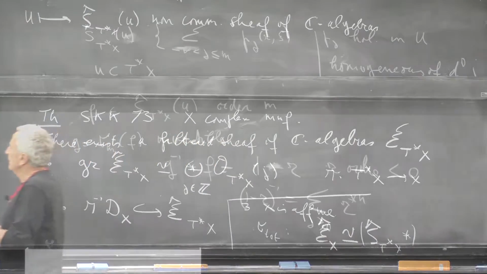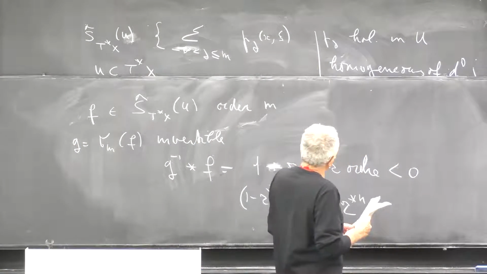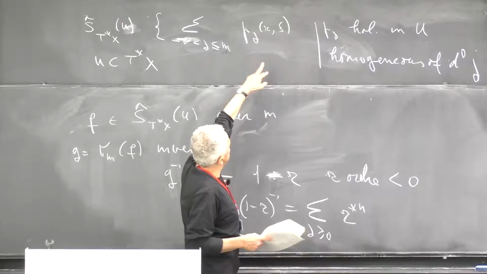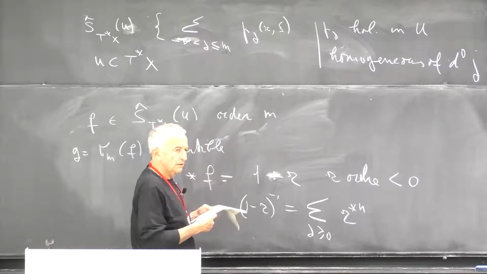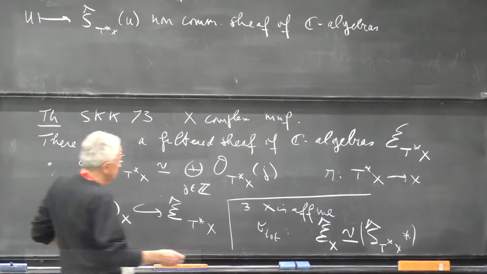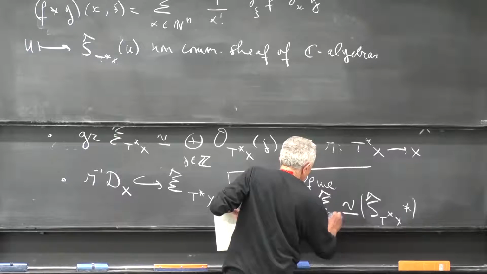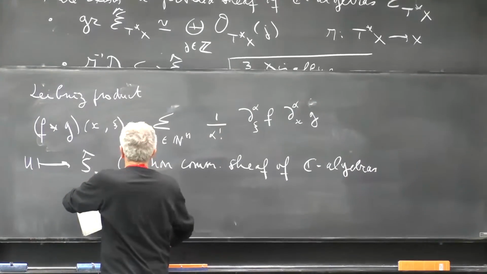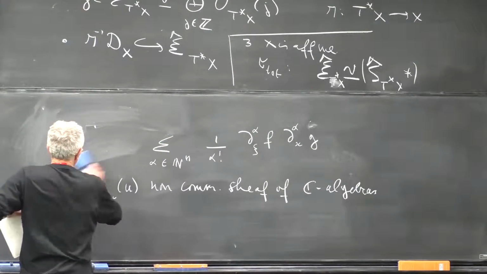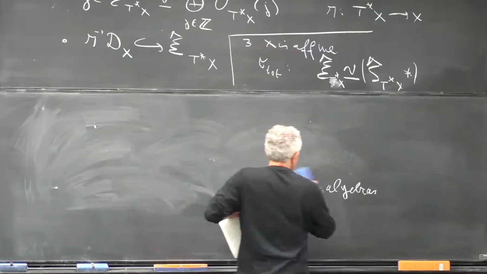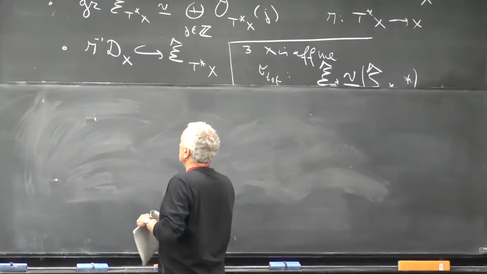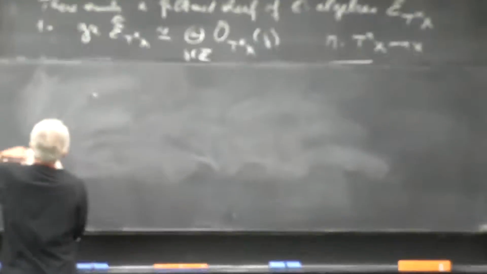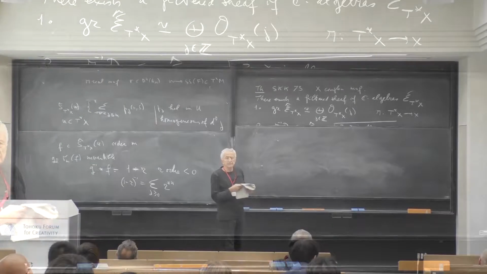Okay, so you know what is a microdifferential operator. In a local chart, it's a series from minus infinity to some m of homogeneous symbols. You mean T star X or? Oh yeah, excuse me. This is the same. Okay. So again, it's very similar to differential operators. Again, this ring is not commutative.